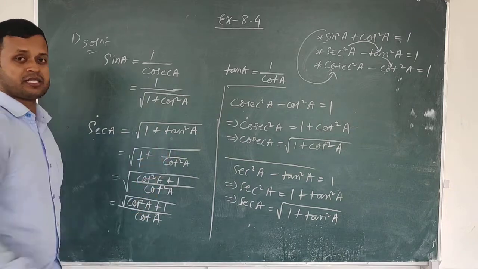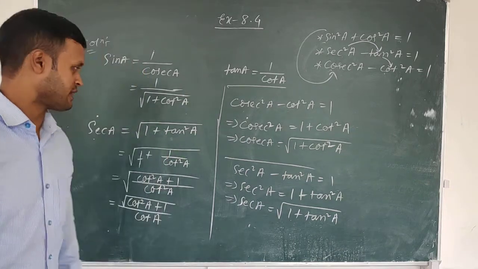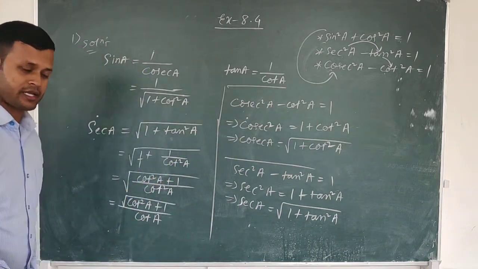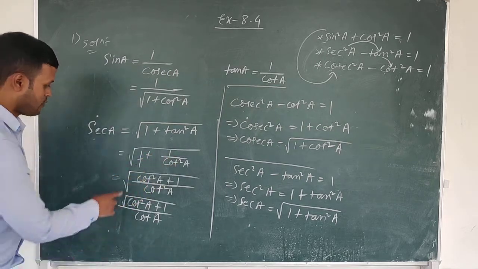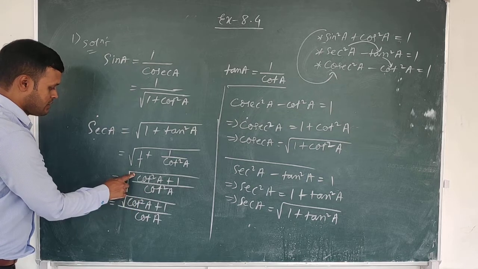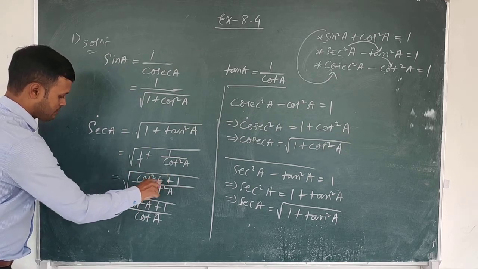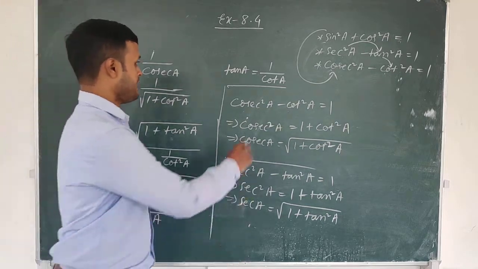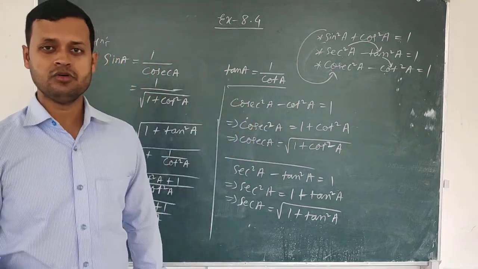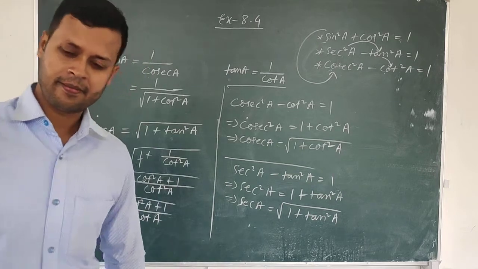Now tan A means what? From tan to cot, very easy to convert, isn't it? Because tan A means 1 by cot A. So tan square A means 1 by cot square A. So 1 and cot square A, LCM will be cot square A, so we get cot square A plus 1 above, and below square root of cot square A will become cot A. And tan A directly is equal to 1 by cot A. Is it okay?